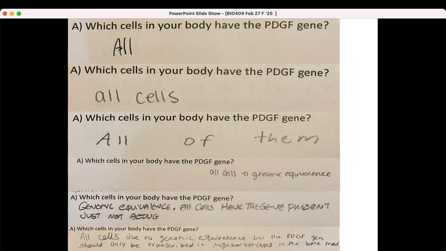6 or 7 different students answered: Which cells in your body have the PDUF gene? All. All cells. All of them. All cells, genomic equivalents. All cells have these genes present, just not active. All cells due to genomic equivalence, but the PDUF gene should only be transcribed in the megakaryocyte in the bone marrow, right?